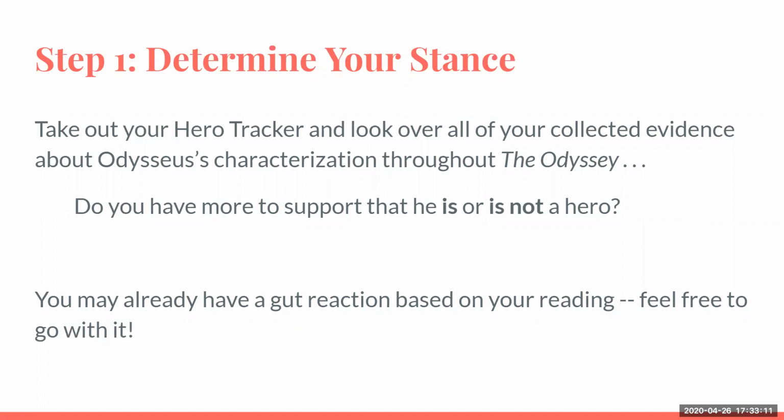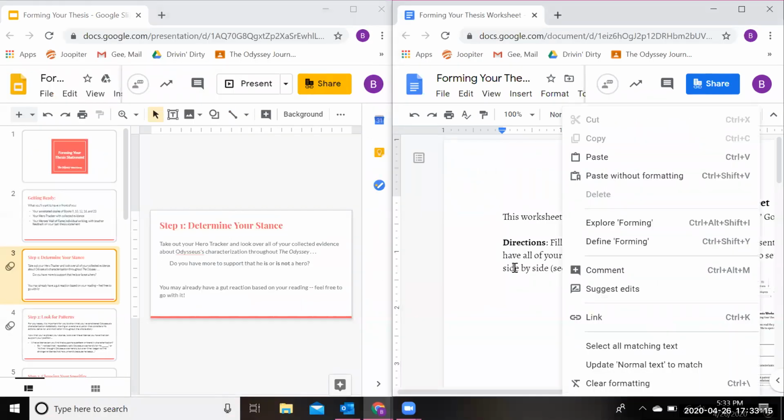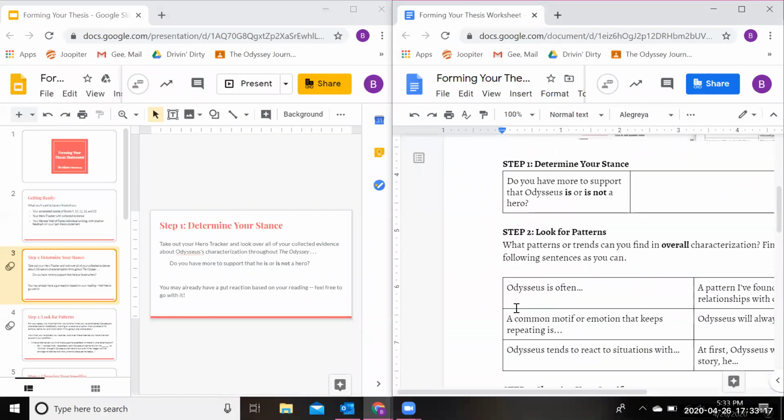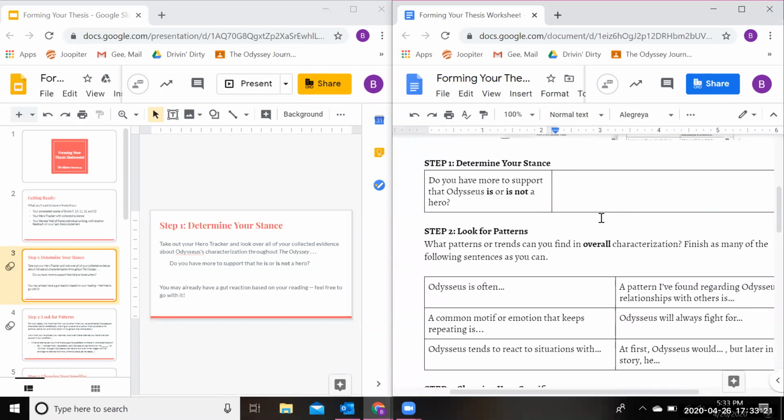You might want to pause the video. If you are following along on the Forming Your Thesis worksheet, you're going to fill in box number 1. Overall, do you have more evidence to suggest that he is a hero or more evidence to suggest that he is not a hero?